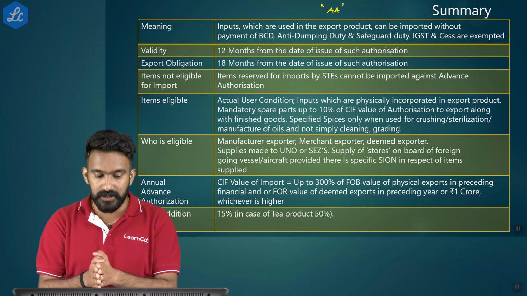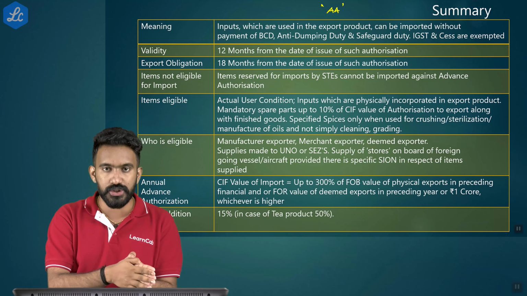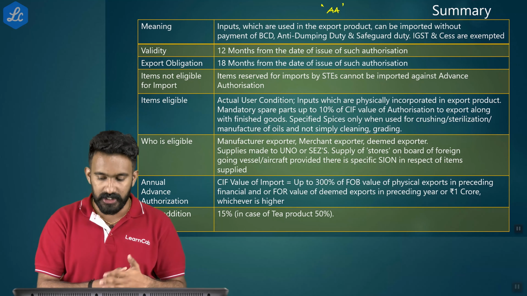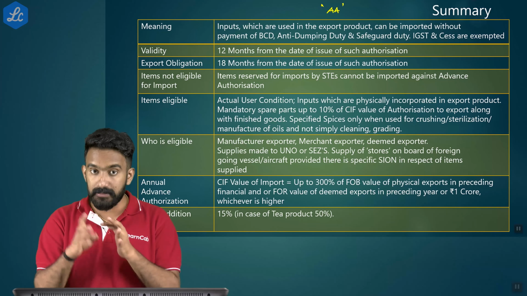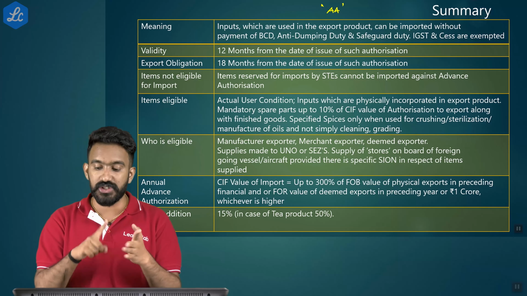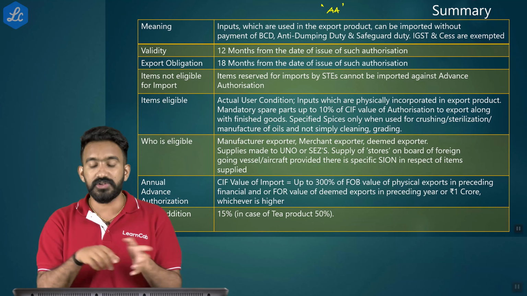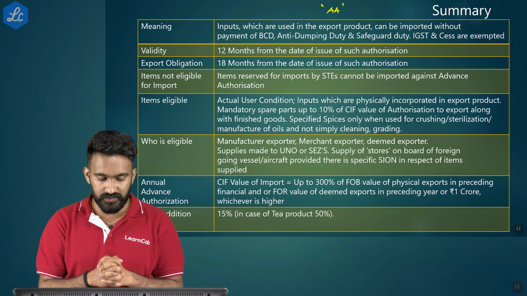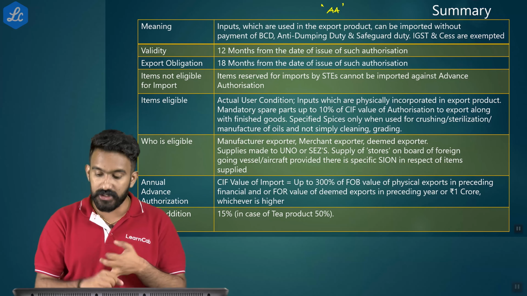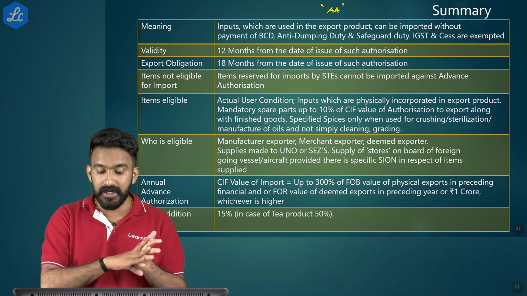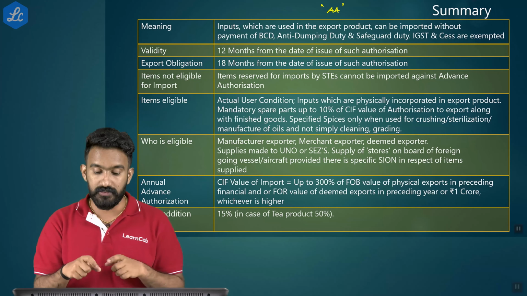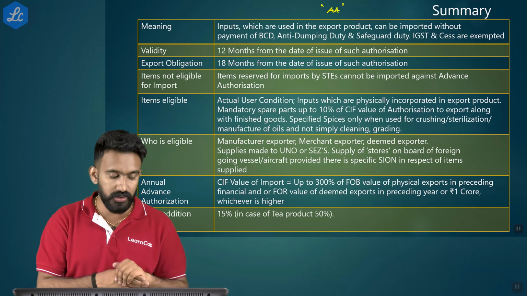What are the items eligible? There are actual user conditions, thereby it is not transferable. Inputs which are physically incorporated in export product, mandatory space up to 10%. Specified spices if they are used for crushing, sterilizing and not simply for cleaning, grading, etc. Who can do this? A manufacturer exporter, merchant exporter, deemed exporter, supply made to UNO, SEZ, supply of stores on board wherein SION mentions about that store.